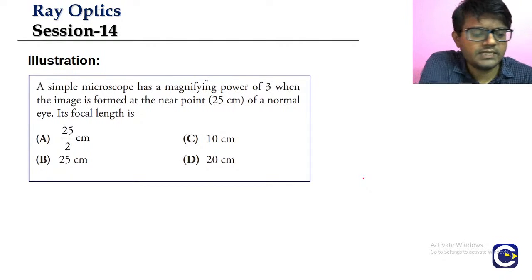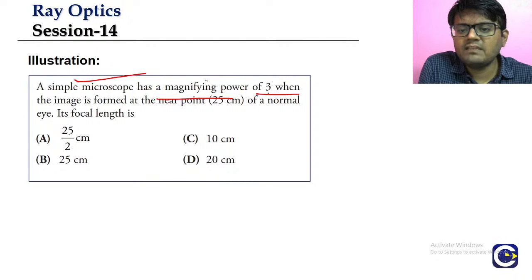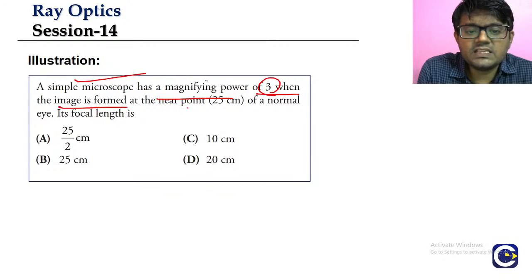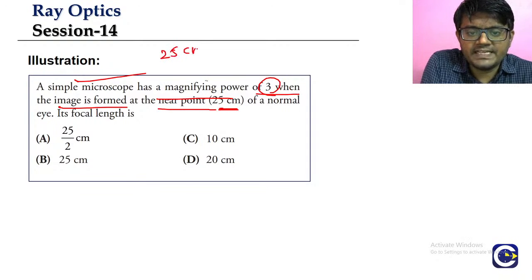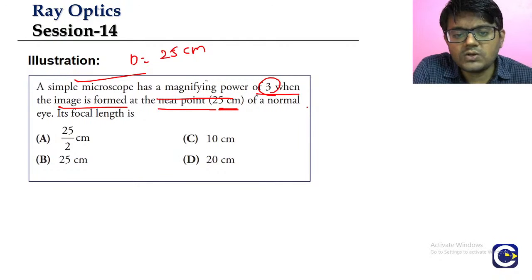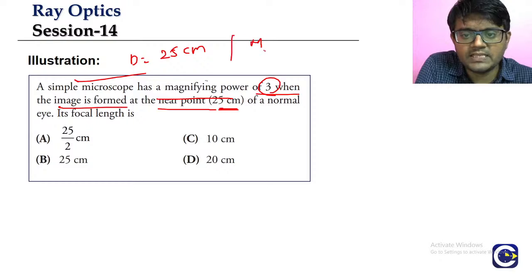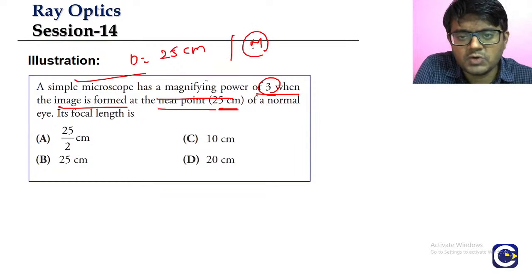So look at this question, guys. It's a straightforward question. A simple microscope has magnifying power 3. We're talking about a simple microscope. When the image is formed at the near point, I think I might have told you, near point, we can remember it as 25 centimeters, otherwise they will give us also. Okay. Simple microscope has a magnifying power. That M is what we are referring to as the magnifying power. Magnifying power is what? 3.